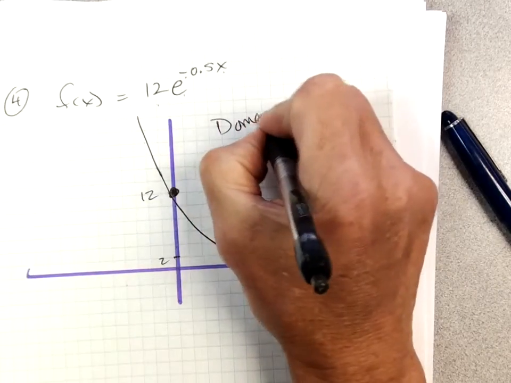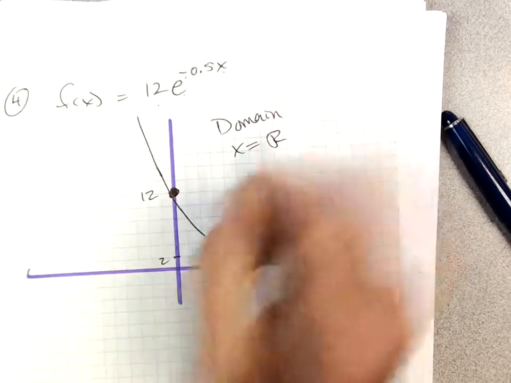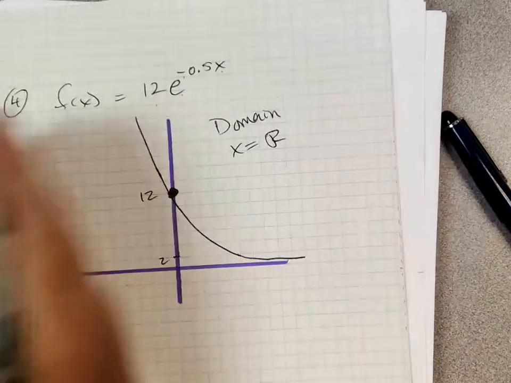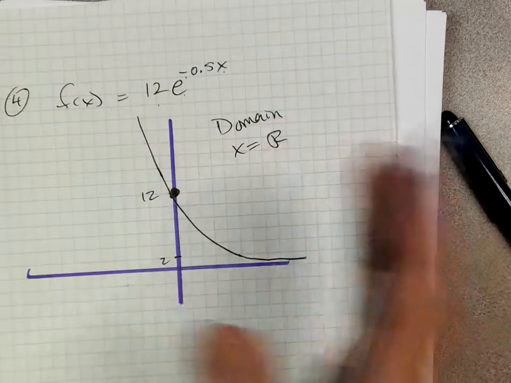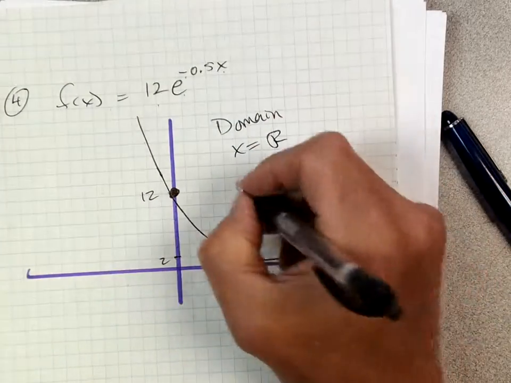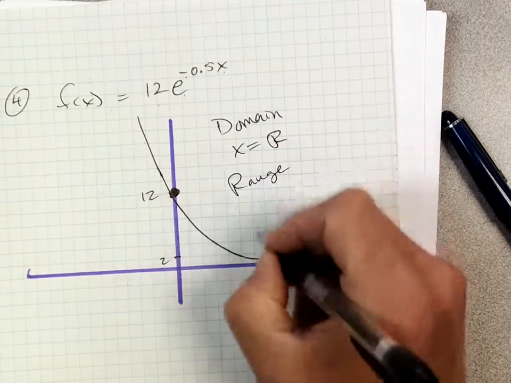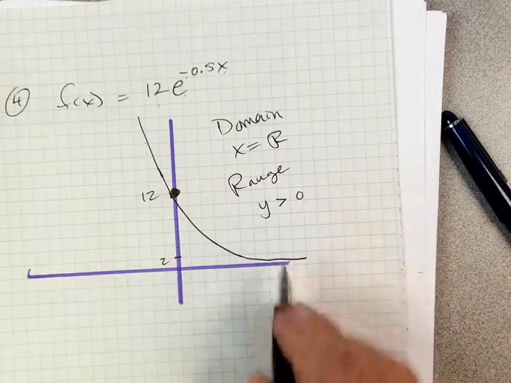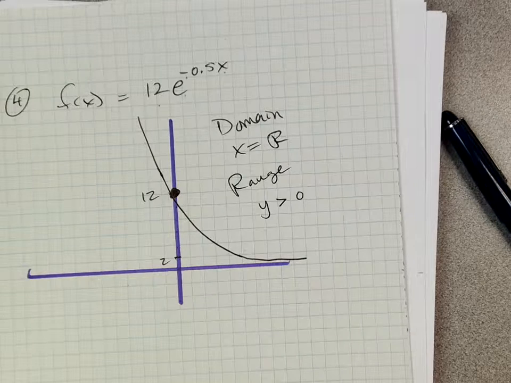Domain: x equals all real numbers. X can be all real numbers. It is forever over and forever back. You can plug in any value for x, so all real numbers. Range is y has to be greater than 0. It never touches the x-axis. I like that one.